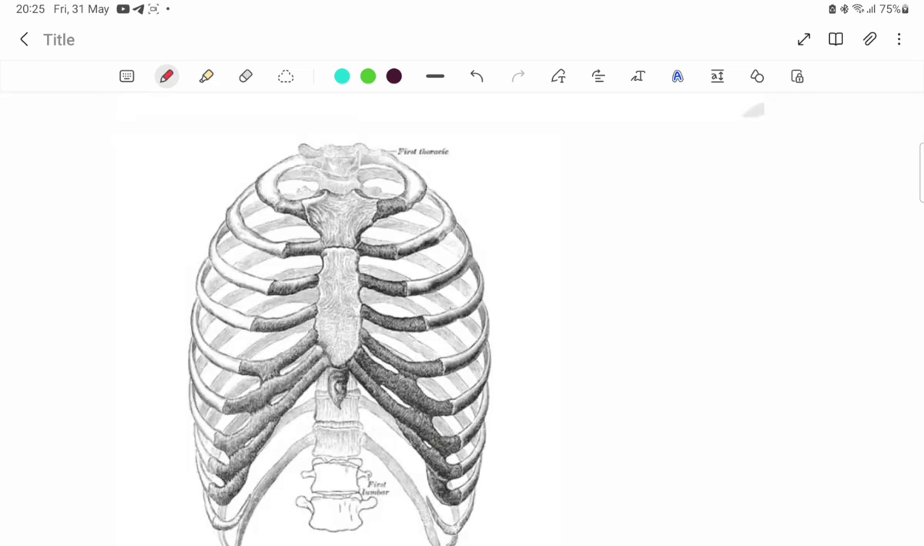Now we are going to see the structures forming the framework of the thoracic cage. This central part, I'm drawing the boundary here, is called the sternum bone. We can feel it in front of our chest. Just feel it now. That is the sternum bone.